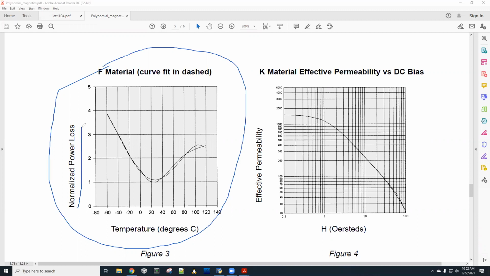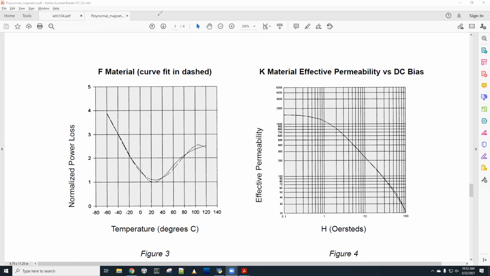Normalized power loss as a function of temperature. So what this means is when you are using magnetic materials to help convert electrical energy from one format to another, there's going to be a certain amount of power loss, a certain amount of energy that is converted to heat that we don't want. In any sort of power conversion process, we want it to remain as efficient as possible and have the least amount of our energy being converted into heat, because that's generally considered waste.